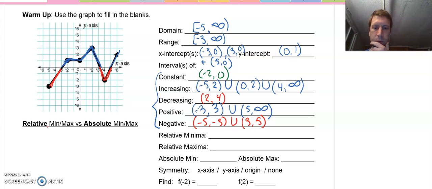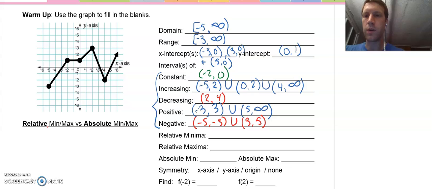Okay, let's skip over relative minimum and maximum, and let's talk about absolute minimum and maximum. You guys know this. You may not realize it, but I think your math teachers probably just called it min and max instead of absolute min and absolute max.